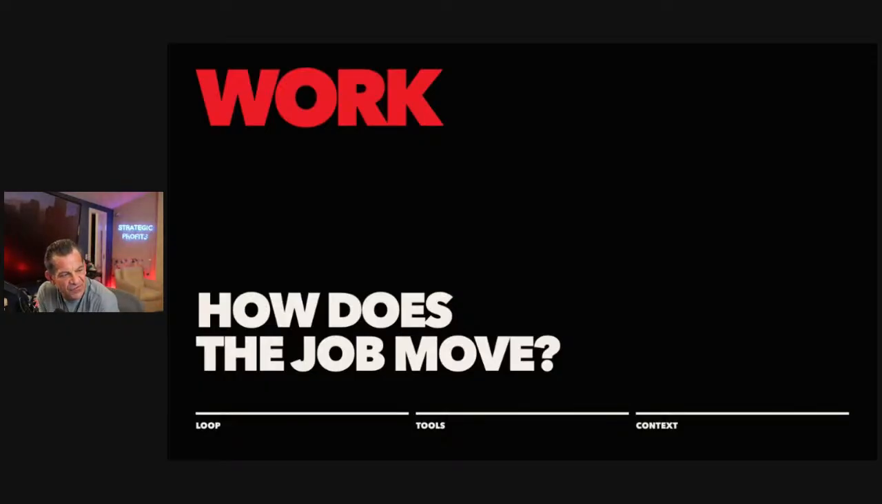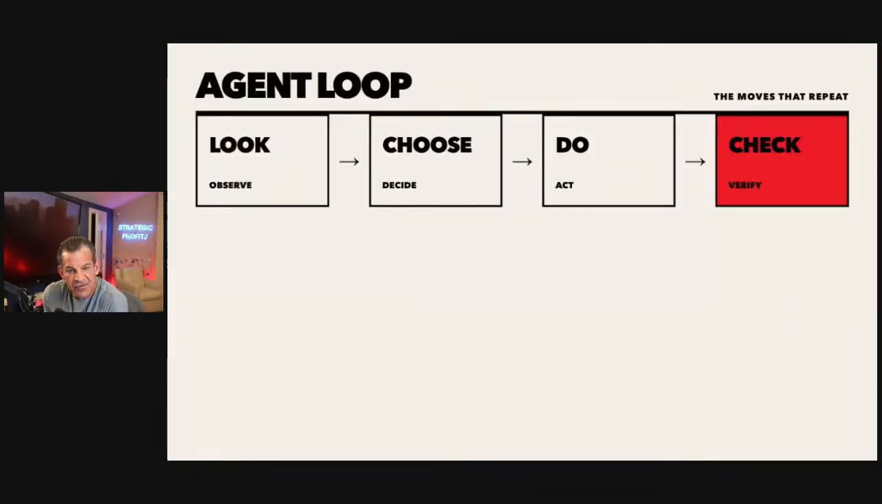So work, how does the job move? That's the second, right? So the loop is simple, right? Look, choose, do, check. The technical labels are observe, decide, act, and check. The loop repeats only if the goal still requires more work. So an agent loop is just a repeatable cycle of observing, deciding, acting, and checking.